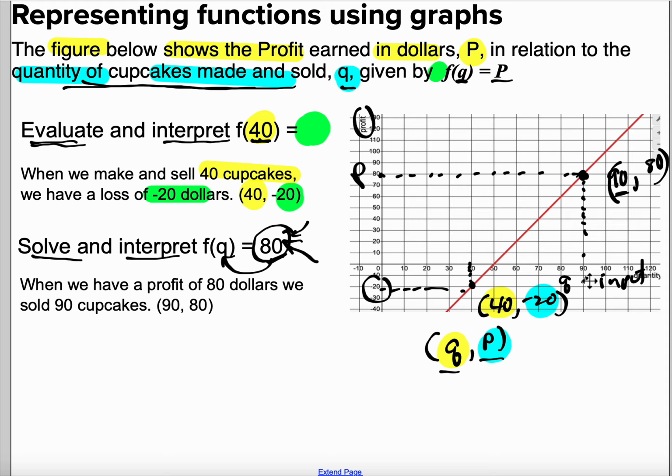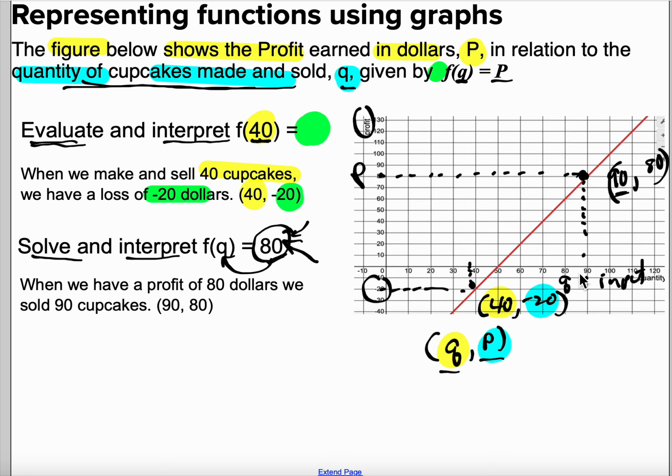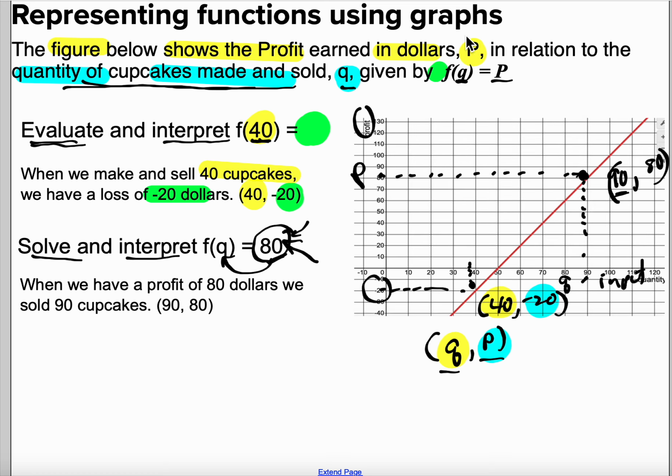I know that when I make and sell 90 cupcakes, I have a profit of $80.